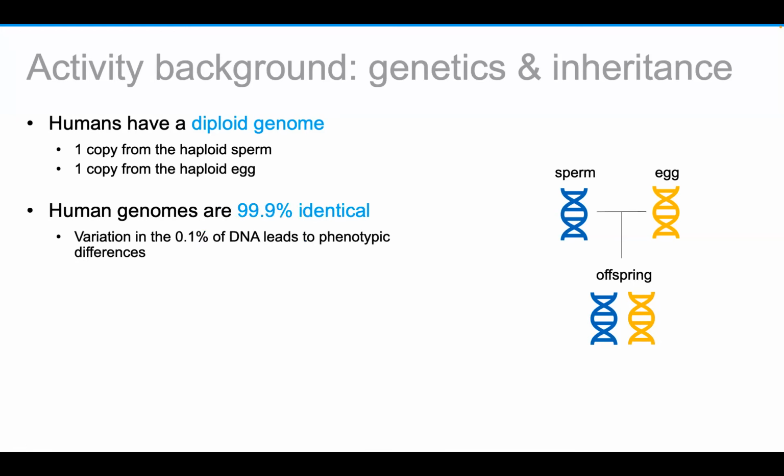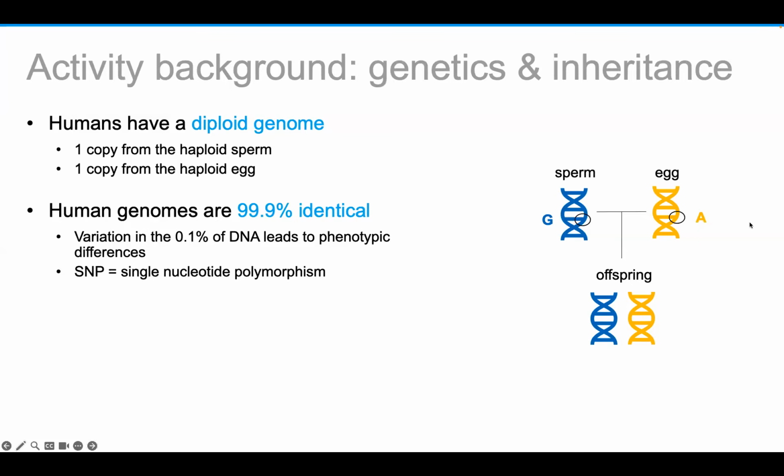So we know that human genomes through genetic studies are 99.9% identical between individuals. Only 0.1% of our DNA is different between individuals. And it's this variation in the 0.1% of DNA that are the genotypic differences that lead to the phenotypic differences that we see around us. So when only one DNA nucleotide varies, this is called a single nucleotide polymorphism, or a SNP, as we heard about earlier today in this webinar.